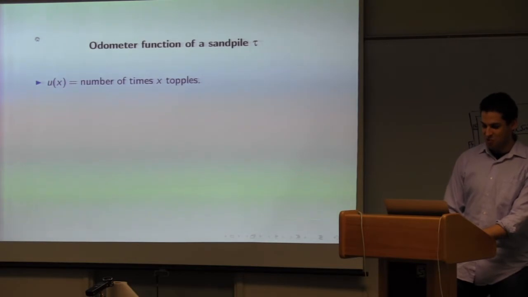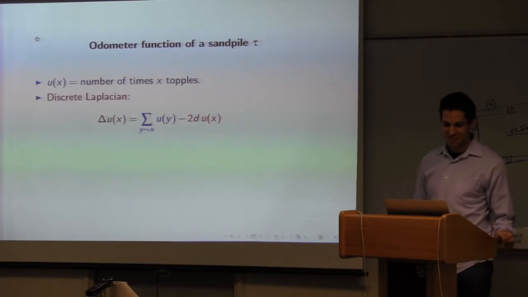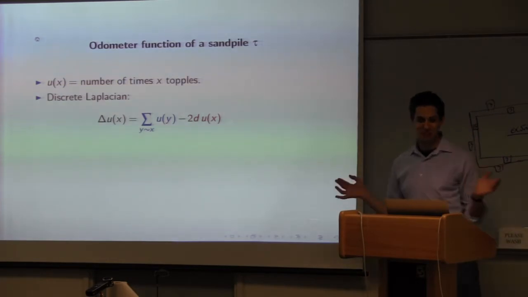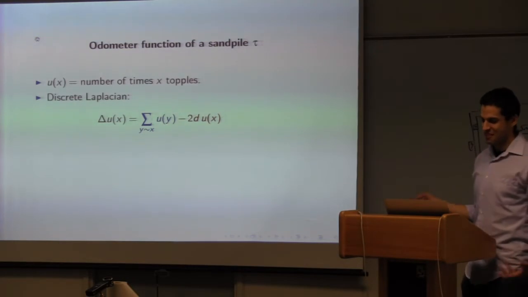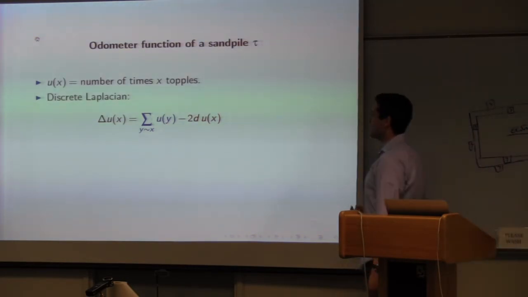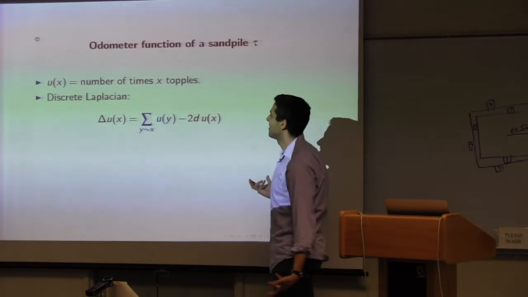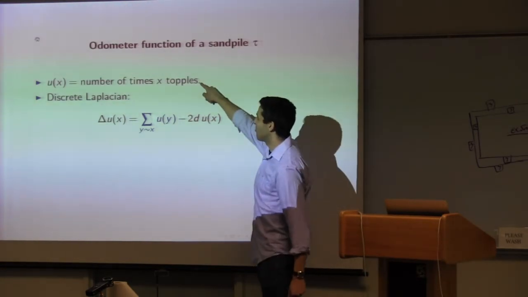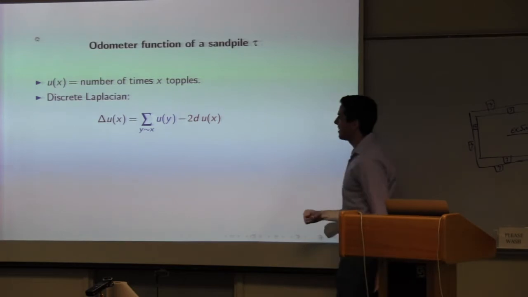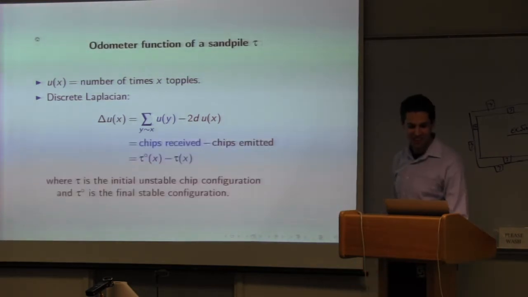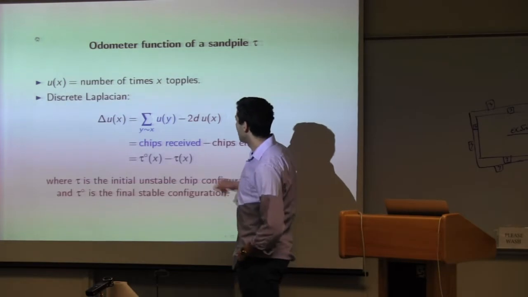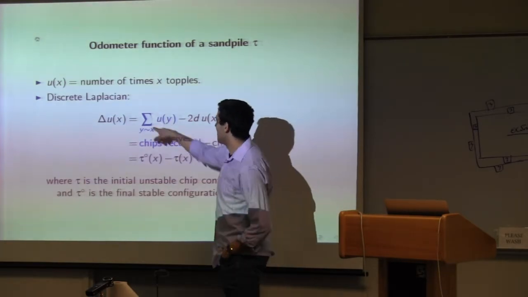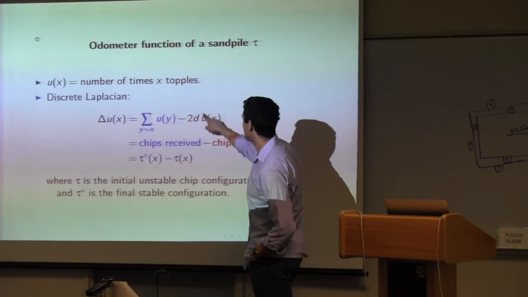Just a clue to the proof of some of these results. And this should be a topic that's very familiar to applied mathematicians: the discrete Laplacian. There's a very useful function here, just the number of times each site topples. Call that u of x. And its discrete Laplacian is counting something nice. So the discrete Laplacian is the sum of the values at the neighbors of x minus 2d times its value at x.